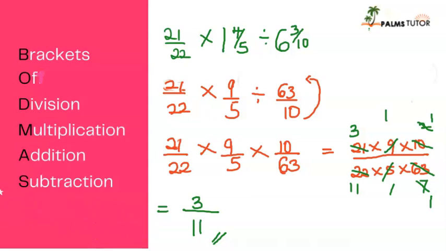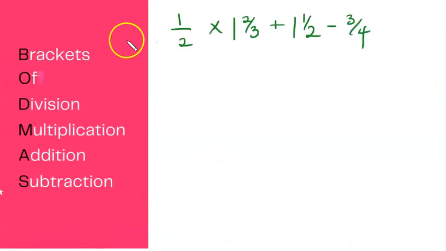We'll take one more example, and that will be all for the fraction series. Let's go. So we go one step after the other. Do we have brackets? No, we move. Of? No, we move. Division? No, we move. But we have a multiplication, right? So we have to solve this first.